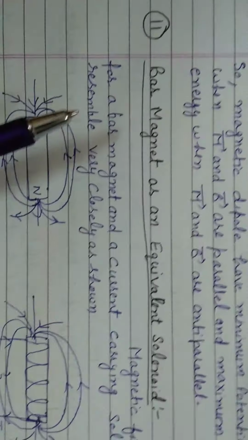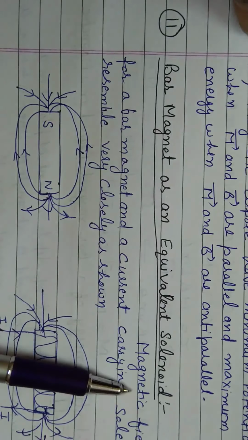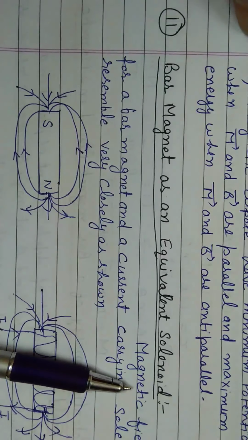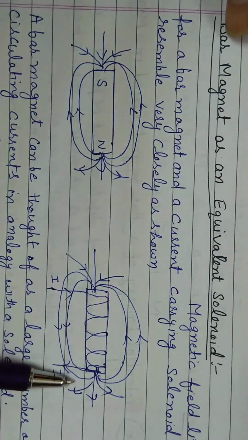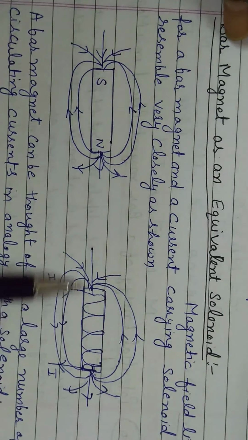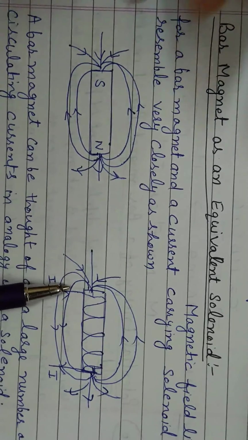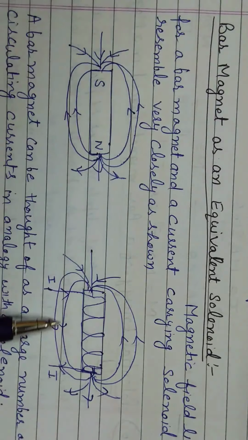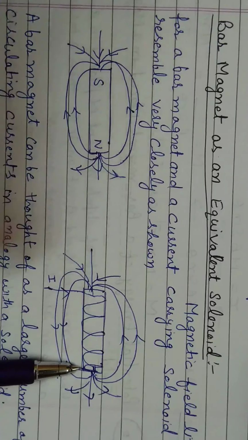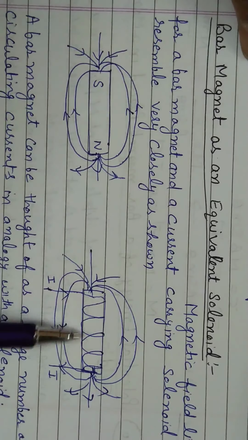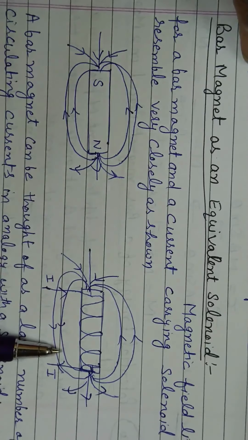The next question: bar magnet as an equivalent solenoid, a very important topic. This is a current carrying solenoid, and in a solenoid we have studied that the end where the current enters is the south pole, and the end where it leaves is the north pole. Each turn of the solenoid is considered as a bar magnet. So this bar magnet and the solenoid are equivalent.